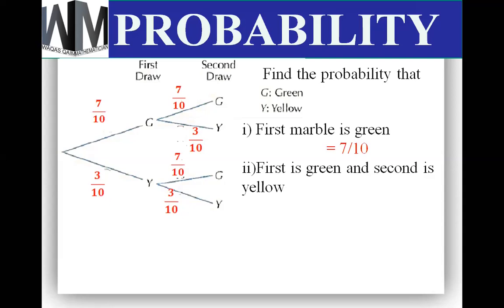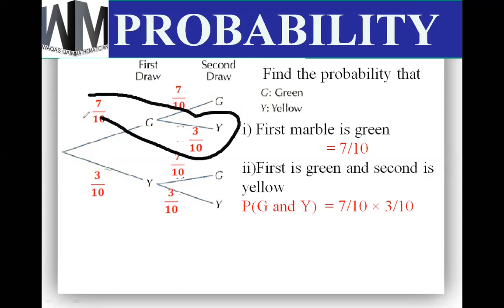Okay, first green and second is yellow. So whenever two events are connected with "and", we multiply these two events. So first green and second is yellow. So the probability will be 7/10 multiplied by 3/10. This will be this combination, first green and second yellow, this combination. Right? So 7/10 multiplied by 3/10 will be equal to 21/100.